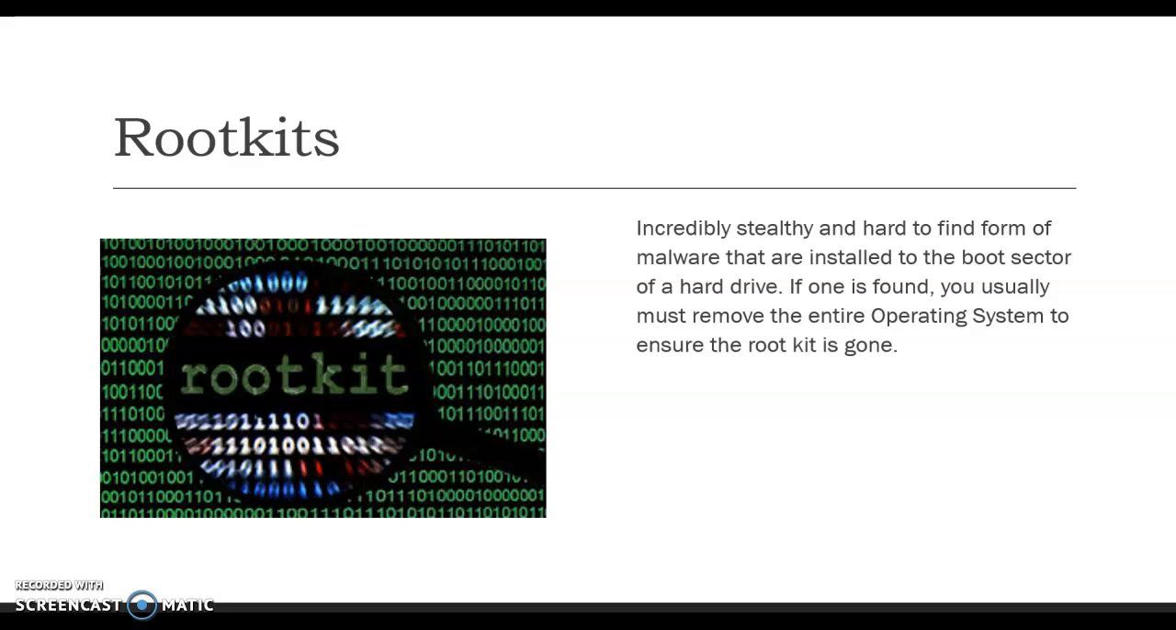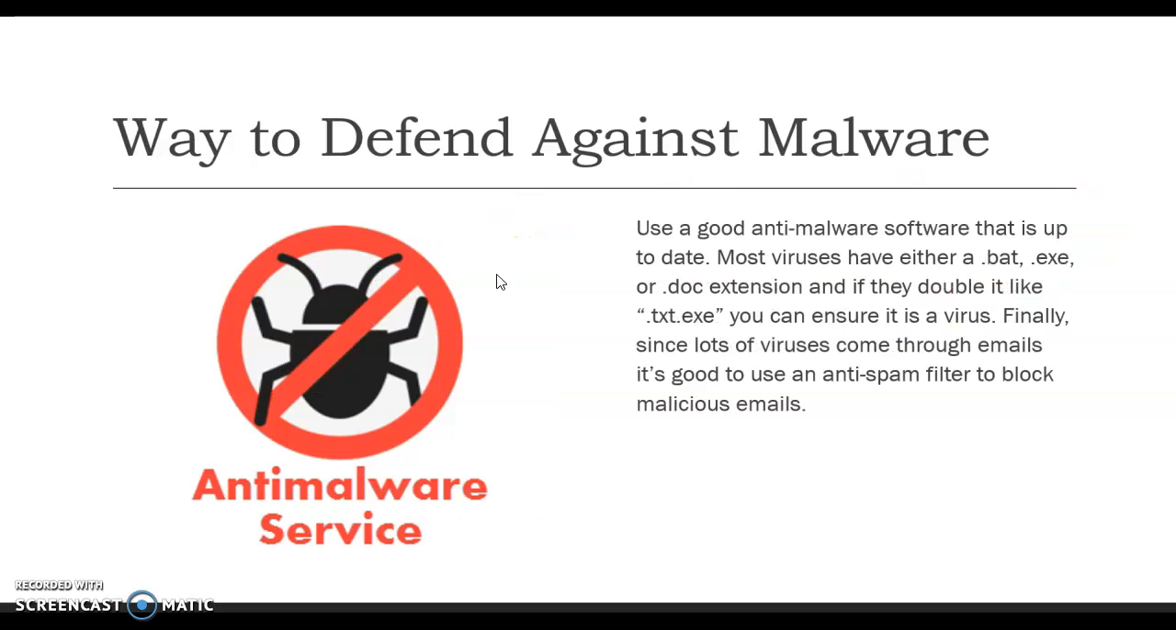Rootkits are also another type of dangerous malware. They're incredibly stealthy and super hard to find. If you do manage to find one, you usually can't remove it until the entire operating system is gone. It does that by attaching itself to the boot drive, or the boot sector of the hard drive. So it's very hard to find, and if you do find it, you're going to have to reset your OS.